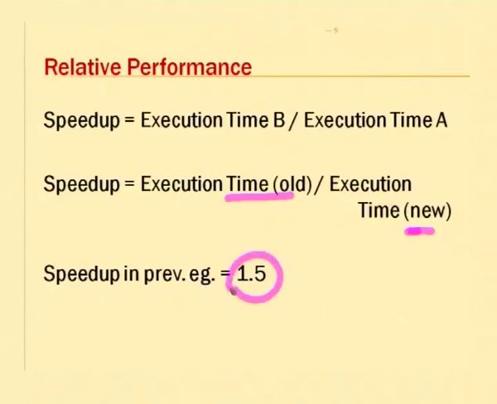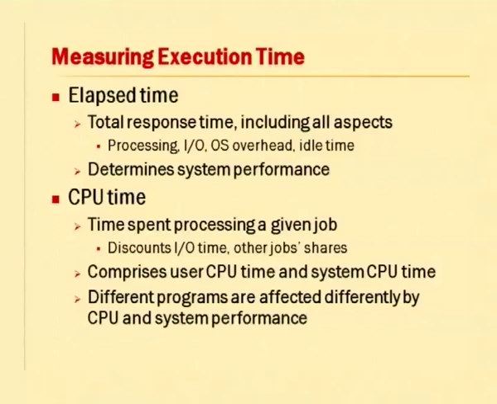So now the next question that comes up is, now that we know that we can measure performance in terms of execution time, how do I measure this execution time? Okay. So in a processor, how do I actually measure the execution time? Here we look at two things. One we call the elapsed time and another called the CPU time.